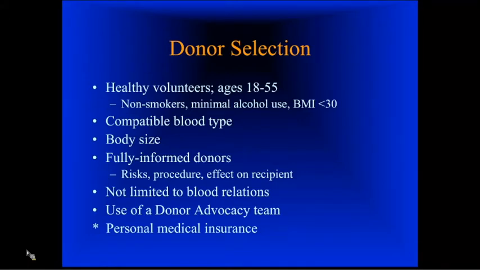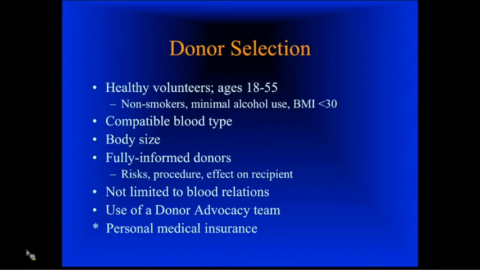The donors have to be fully informed about the risks, the procedure, including what the incision looks like, what the potential risks are, recovery time, and the effect on the recipient. The donors are also informed about the recipient's liver disease and what the chances are of having that original liver problem return after live donor liver transplantation.